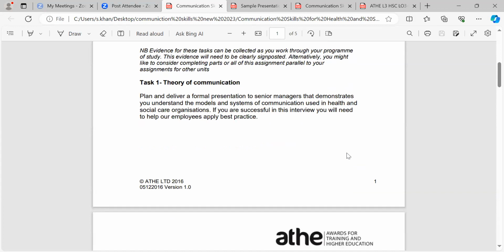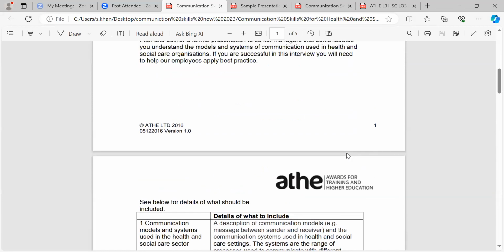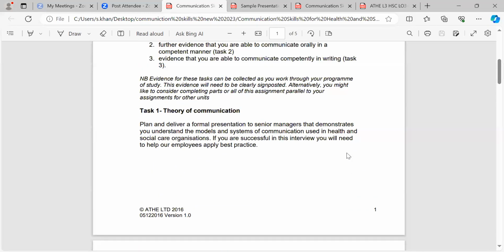Task 1, are you able to understand that? Yes? Yeah. Task 1, you need to plan and deliver a formal presentation to senior managers that demonstrates that you understand the models and systems of communication used in the health and social care setting. If you are successful in this interview, you need to help our employees apply best practice. So we looked at the models of communication, Riley's, Schramm's. You need to be looking at that, and you need to look at systems of communication as well, humanistic, things like that. Okay, so that was learning outcome 1.